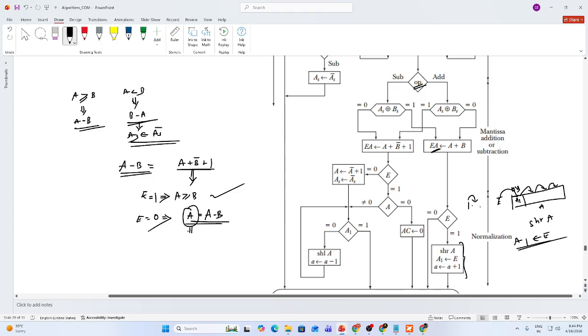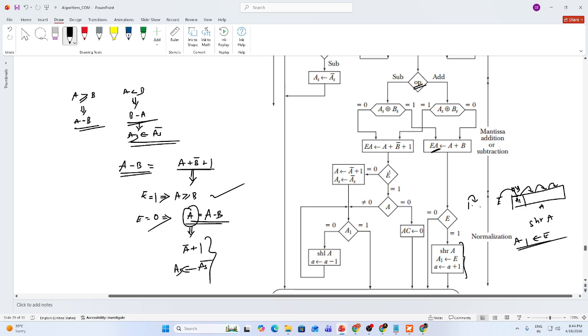For that, what to do? I should take the 2's complement. How to get the 2's complement? A bar plus 1. I will get B minus A. Also the sign must be reversed, right? Reversing the sign means complementing the sign. I should do this, right? So this is what subtraction is.